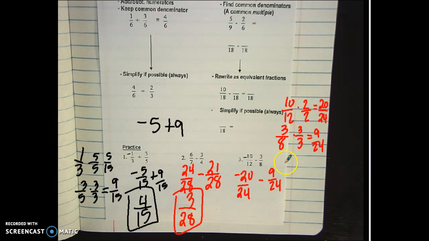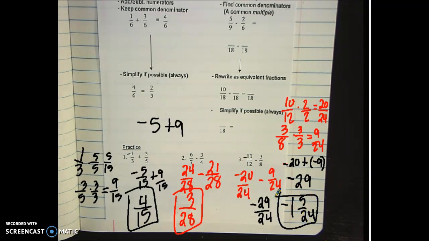Keep your denominator. I have negative 20 plus negative 9. My signs are the same, so I add them and keep my sign. That's negative 29 over 24. 24 will go into 29 one time because we want to convert this into a mixed number. 24 will go into 29 one time, that's 24. And then your remainder is your numerator. Negative 1 and 5 over 24.